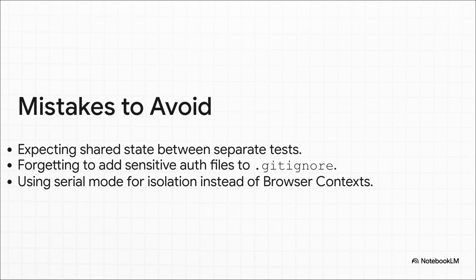Number 2, and this one is a huge security risk, forgetting to add your auth state file to .gitignore. Seriously, that file has session tokens in it. Never, ever commit it to git. And finally, number 3, trying to force your tests to run one after the other because you think it helps with isolation. It doesn't. Playwright has already handled the isolation for you.